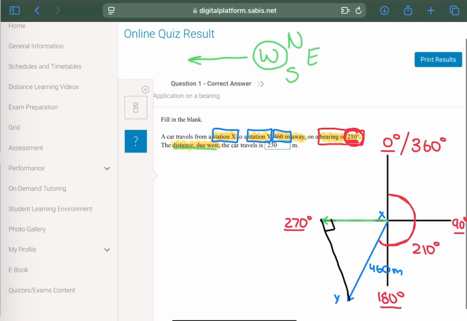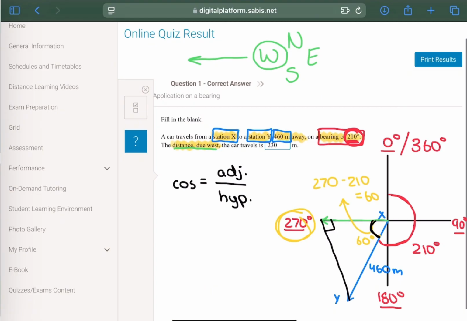Now we need to have the value of the angle here so we can find the green line. So what we're going to do is 270 degrees minus 210 to get 60, which is the value of this angle. Now that we have that, we can find the value of our green line. So we're going to be using the cos rule to do that. So it's going to be cos equals the adjacent over the hypotenuse. Okay, now here the adjacent will be the green line.